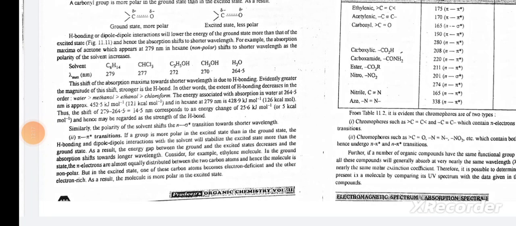This shift of the absorption maximum towards shorter wavelength is due to H bonding. The stronger the H bond, the greater the magnitude of this shift. In other words, the extent of H bonding decreases in the order water, methanol, ethanol, chloroform.